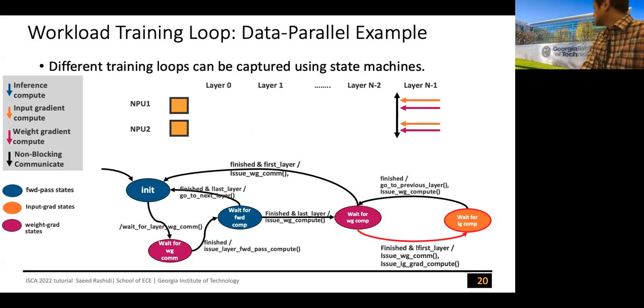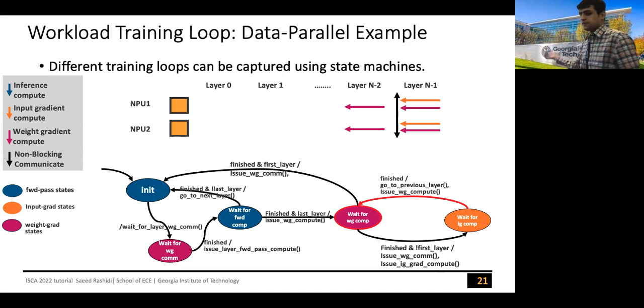Here again, you wait for weight gradient computation, and then you wait for input gradient computation, and then you go to the previous layer, but at the same time you also issue the weight gradient communications at the moment that you want to go to the previous layer. Because of the nature of the data parallel parallelization strategy, you can issue these communications, and it is not a blocking communication. So you can overlap that with the compute of previous layers.